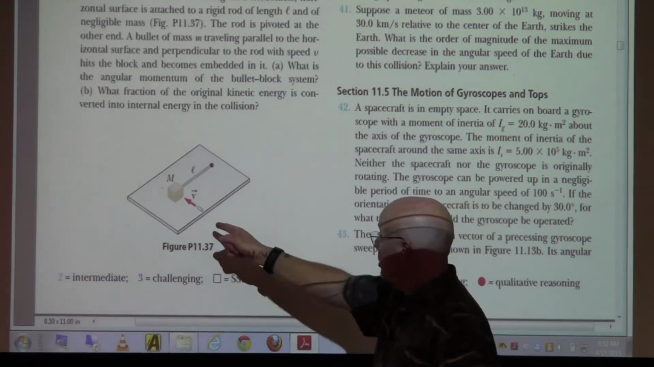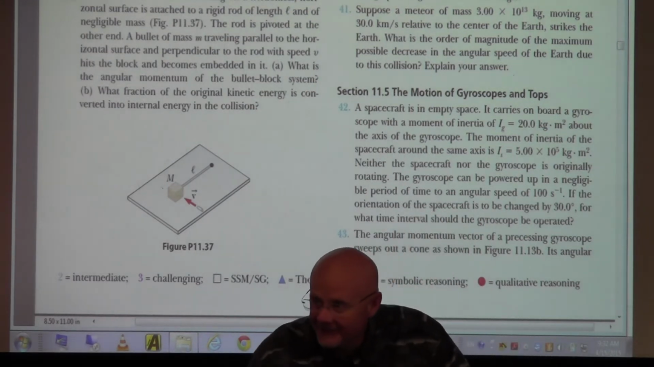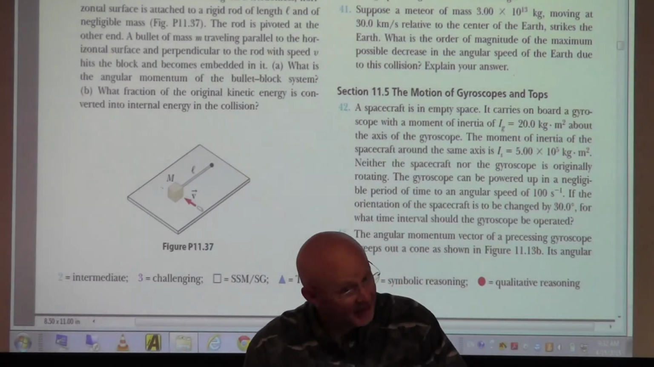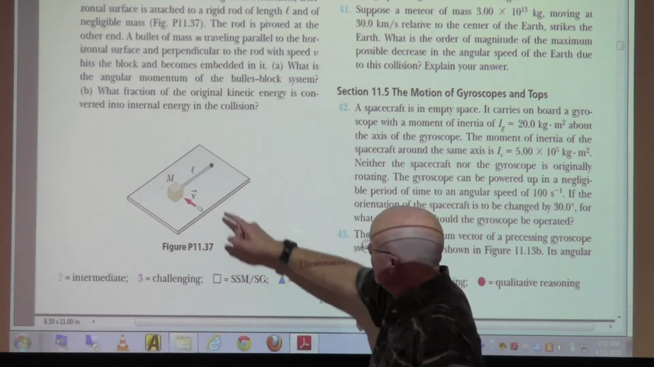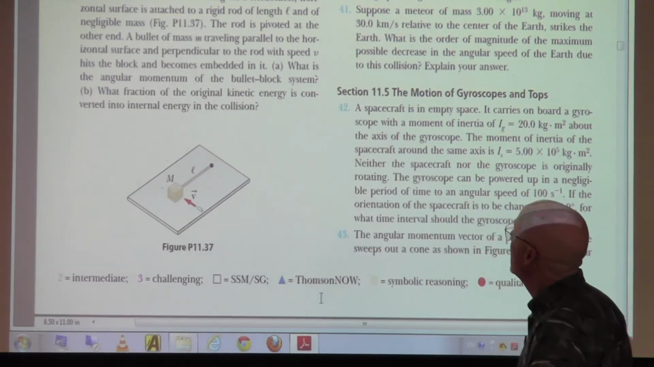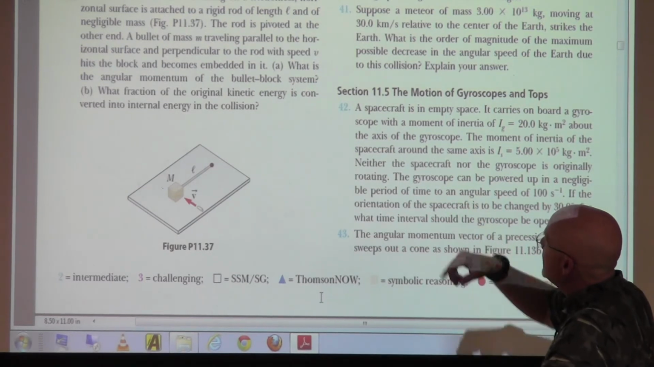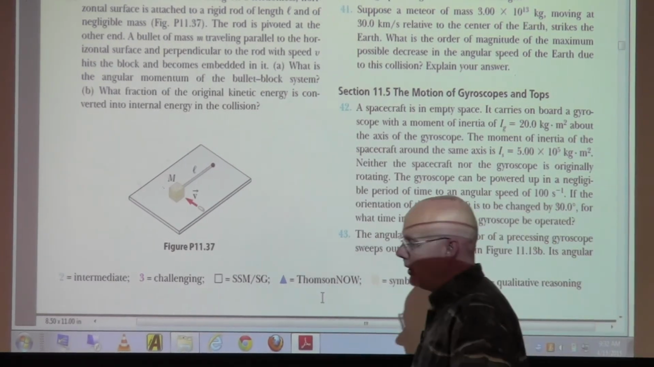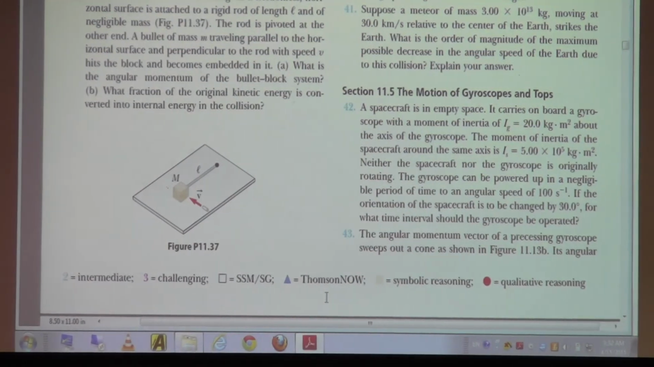So did you catch this bullet going in a straight line? Does it have any angular momentum? Now, of course, it depends what axis I pick, what origin I pick. But if I calculate it relative to that point, the answer is definitely yes. And that's what I want you to see, okay? Because A says, what is the angular momentum of the block-bullet system? All right, now it says the two together.